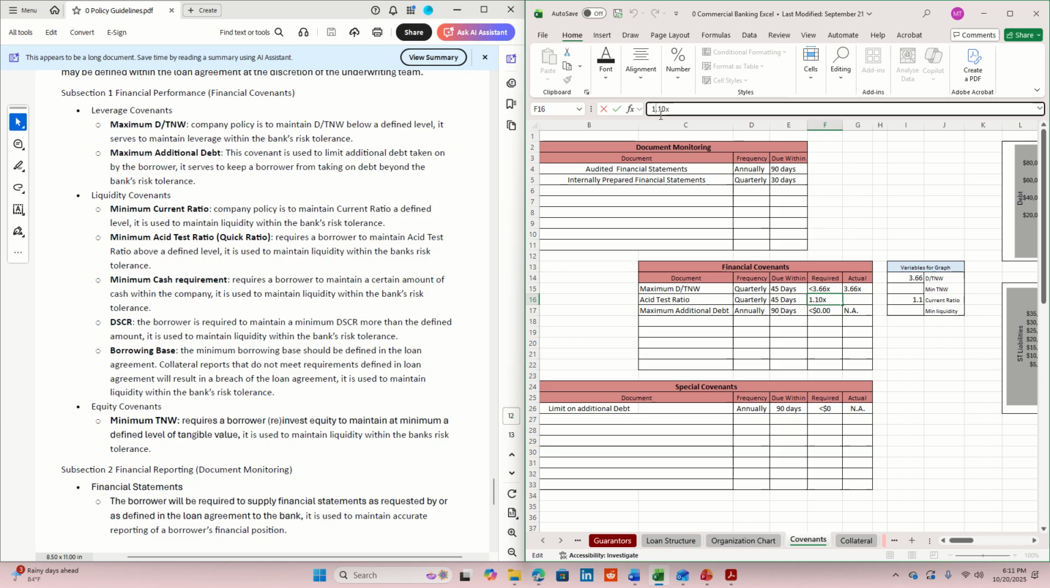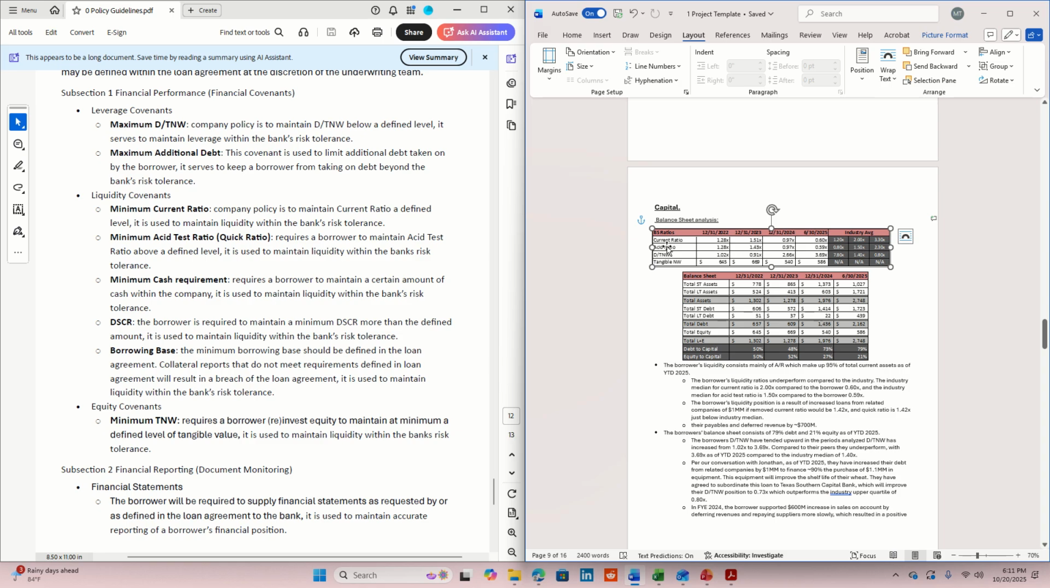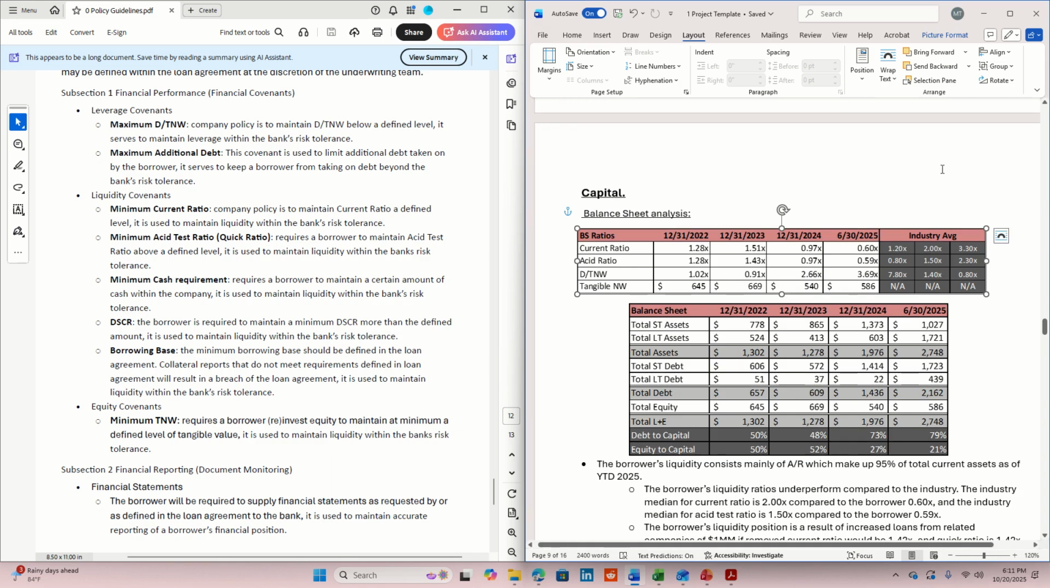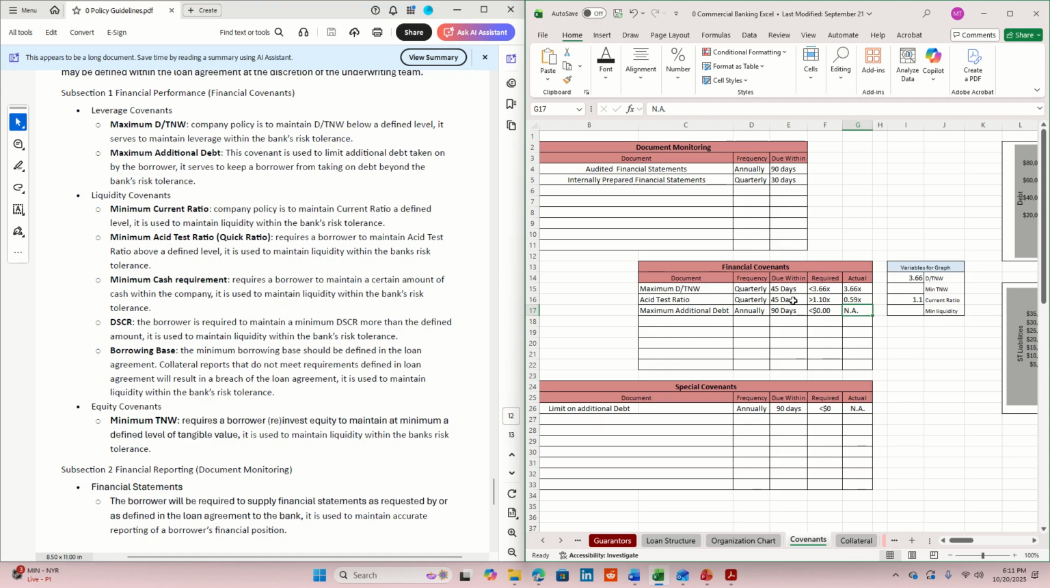So we're going to say greater than 1.10, actual 0.59x. That's what they're actually at. And when we look at the financial statements, it says acid test ratio 0.59x right there. So I'm taking that directly from the balance sheet. So by the next quarter, I want this to be greater than 1.10. I know they're not going to get there, but they will eventually, and I don't want them to fall below that.